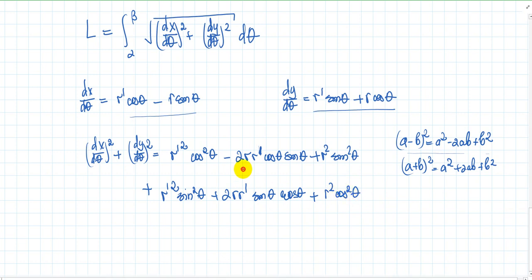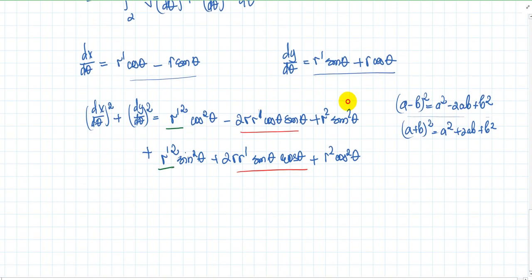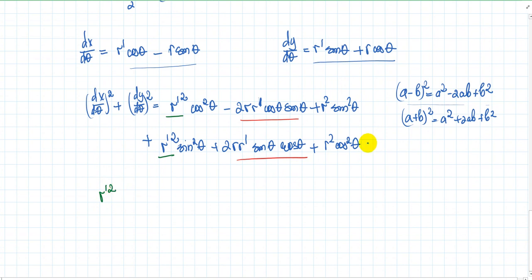Okay? Now, do you see that this term looks like this one? They are actually the same, but one is coming with the plus and one with the minus, so I can just eliminate them, right? Also, do you see that in this term I've got r prime squared, and in this term I've got r prime squared? I'm going to take them out of the brackets. So let me write this down. R prime squared, so this is equal to: if I take out r prime squared from the first term, it's going to be cosine squared. From this term, it's going to be plus sine squared, right?